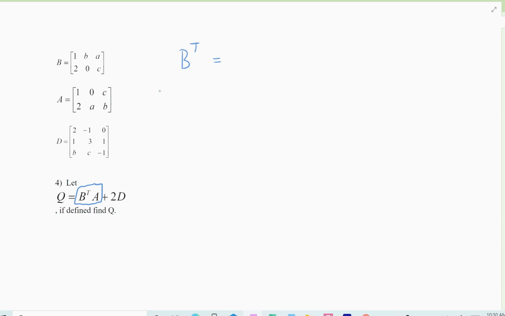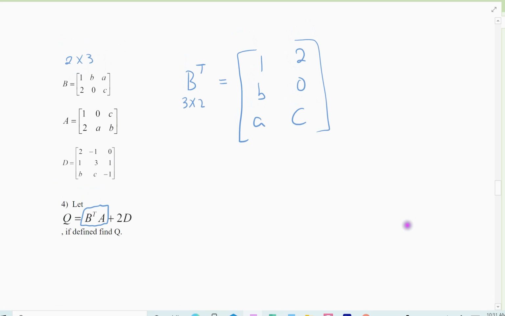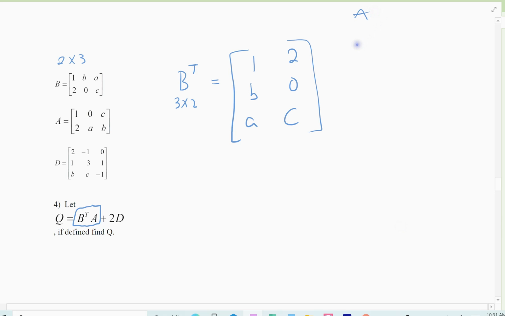Alright, so remember, when I take the B transposition, B was a 2 by 3. B transpose should be a 3 by 2. What was row 1 should become column 1. And so row 1, 1BA becomes column 1, 1BA. The row 2, 0C becomes column 2, 0C. Alright, so there's my B transpose, which I'm going to multiply by my matrix A. My matrix A was 1, 2, 0C, A, B, which is a 2 by 3.